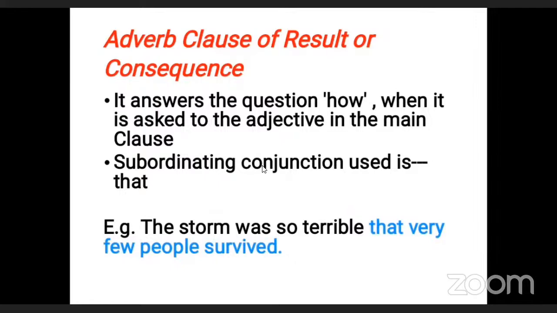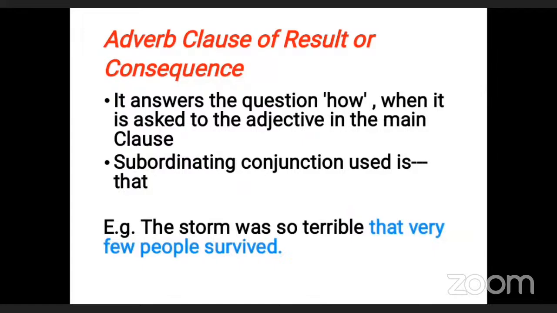So what should be your question? How terrible was the storm? You will get the answer: that very few people survived. So "that very few people survived" is an adverb clause of result, or we can say consequence. All these adverb clauses of result or consequence start with the conjunction "that".